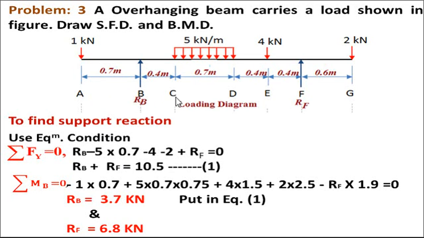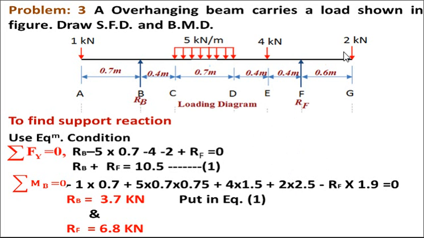Again this UDL is acting clockwise about B. So plus 5 into 0.7, that UDL load, that is intensity into span. So 5 into 0.7 into, it is acting at the center, means at half of the 0.7 plus 0.4, that value is 0.75. And this 4 kilonewton force is acting at a distance from B of 1.5 meter. So 4, it is clockwise moment, that's why plus 4 into 1.5.